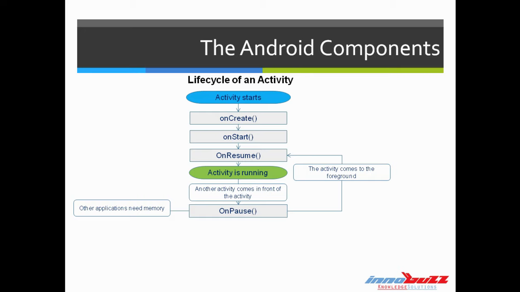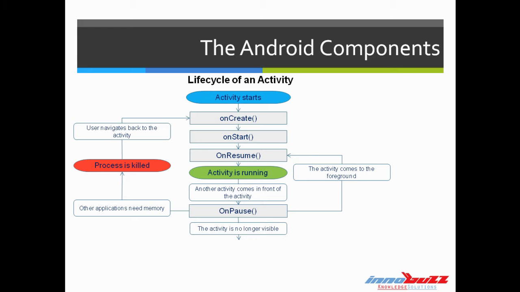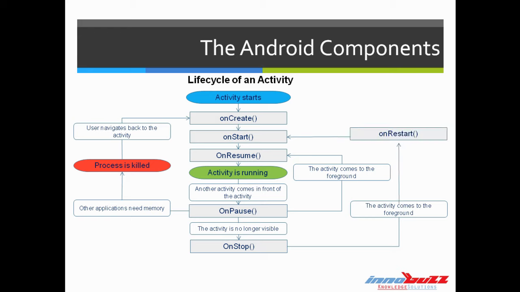If other applications need memory, then the process is killed. Later, when the user navigates back to the activity, the onCreate method of the activity is called. When the activity is no longer visible, the onStop function is called. Then again, when the activity comes to the foreground, the onRestart method is called, which in turn calls the onStart method of the activity again. When the onDestroy method is called, the activity is completely shut down.